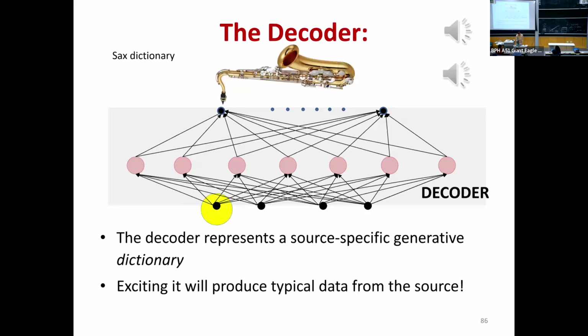Here's an example. This one was an autoencoder where we trained the autoencoder on music from a clarinet. And then we take the decoder and stick some random values here, right? What comes out?